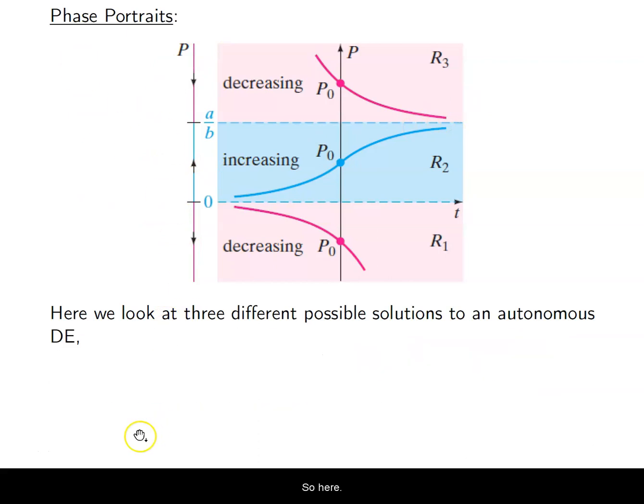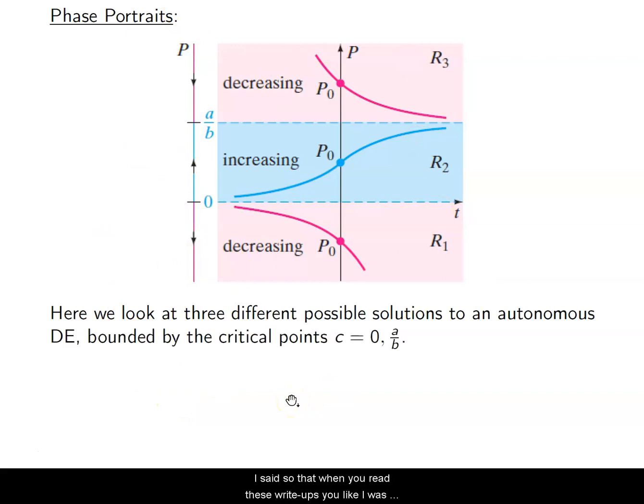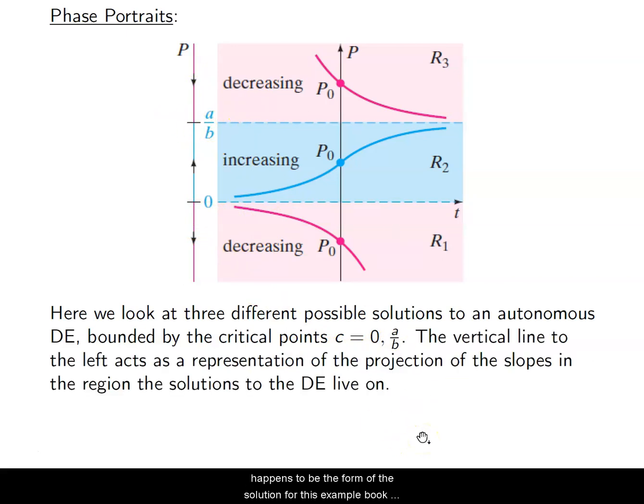Right. So here, I'll run through this real quickly, but it's really just reiterating what I said so that when you read these write-ups, you'll be like, oh, that's what's going on, right, when you refer to these later. So here we look at three different possible solutions to an autonomous DE bounded by the critical points C equals 0 and C equals A over B. This just happens to be the form of this solution for this example from the book. The vertical line to the left here acts as a representation of the projection of the slopes in the region the solutions to the DEs live on.